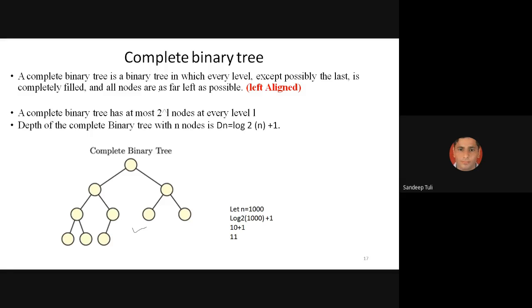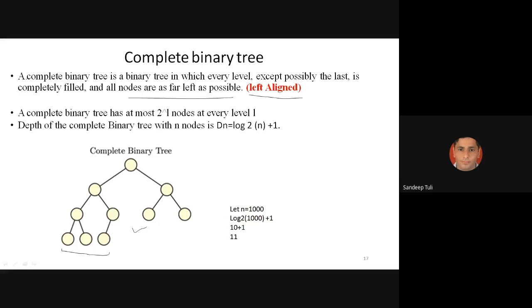In the complete binary tree, you can see that I have a tree with nodes, and at the last level, all the nodes are left aligned. Left aligned means, please listen carefully, once I am trying to put the children of a particular node, firstly I need to put the left child, and then I can put the right child. That is what left aligned means actually.